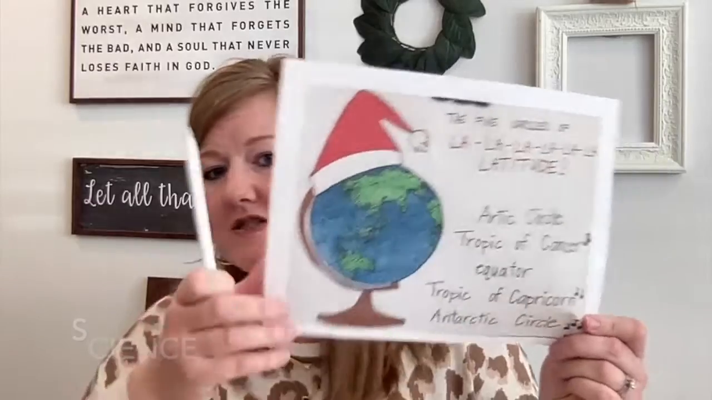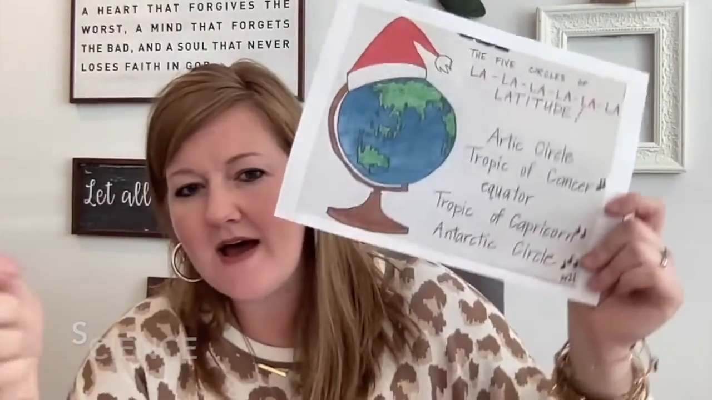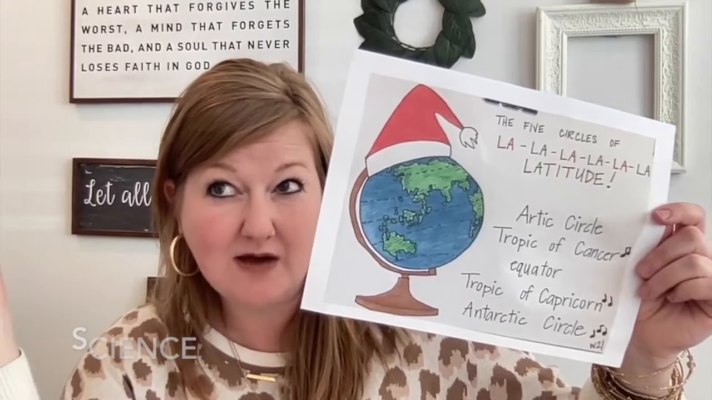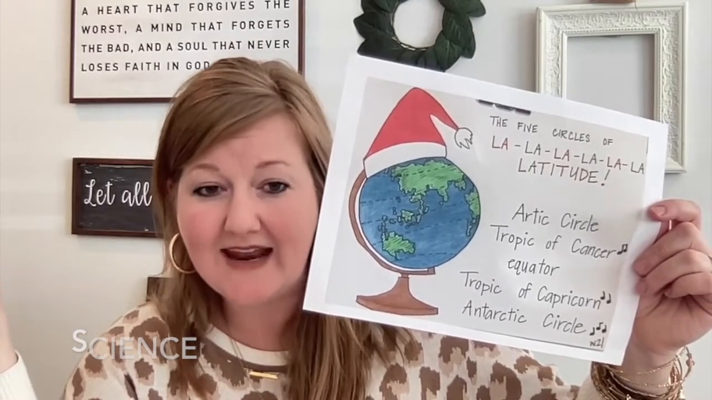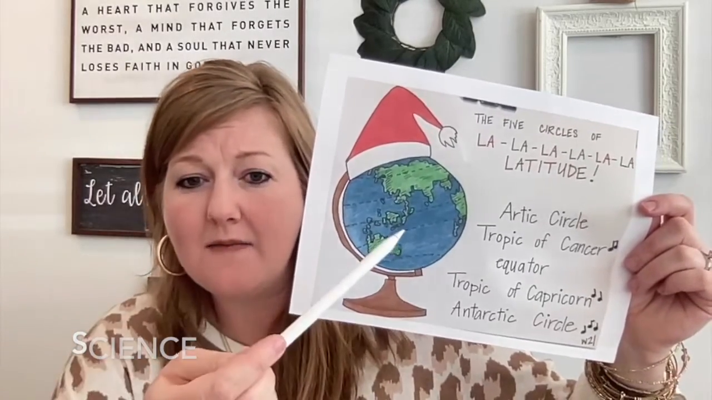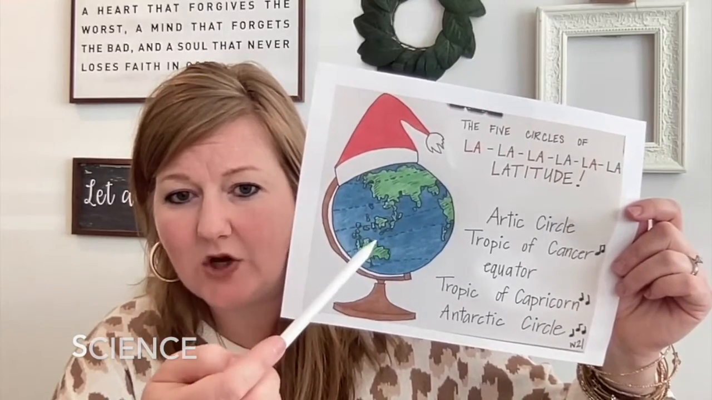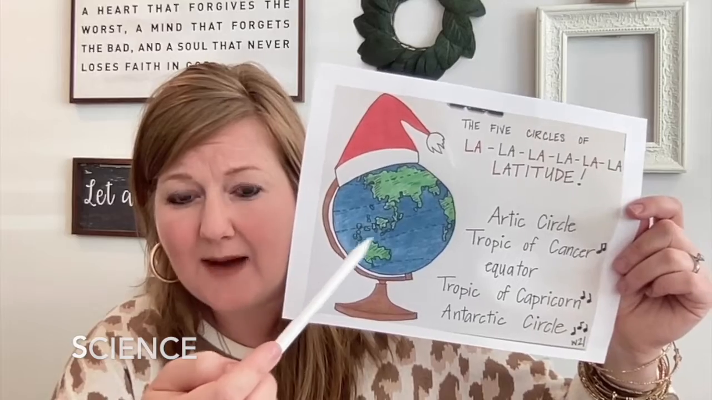All right, so for science, the question is, what are the 5 circles of latitude? I used this handy little drawing that I found from a mama on YouTube, I think it's called Learning Mama or Happy Learner or something like that. And of course we have this globe, and I point out all the lines to the kids.